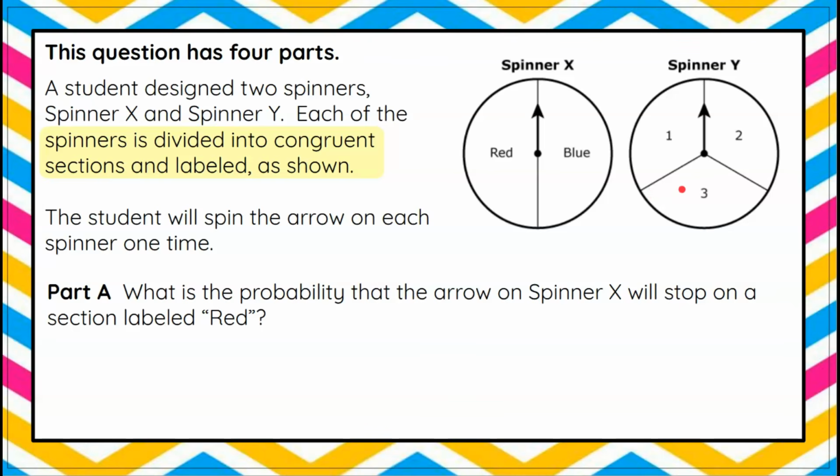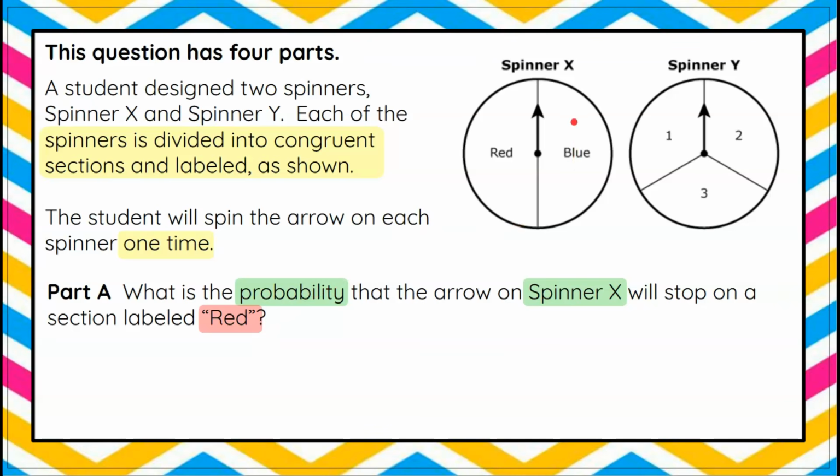So that means they're fair. Each outcome is equally likely to happen, meaning it isn't more likely to get red than it is to get blue, or to spin 3 rather than 1 or 2. All the chances on each spinner are equally likely. All right, we're going to spin it one time, and we want to know what the probability is that the arrow on spinner X is going to be on red when we're done spinning, when the spinner stops.